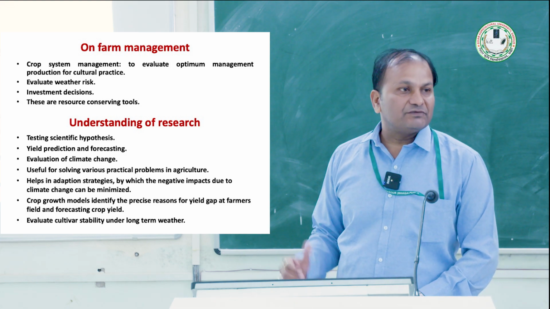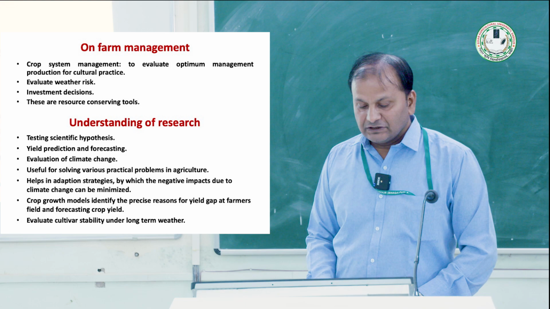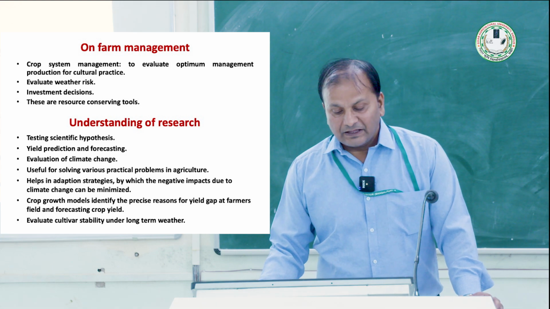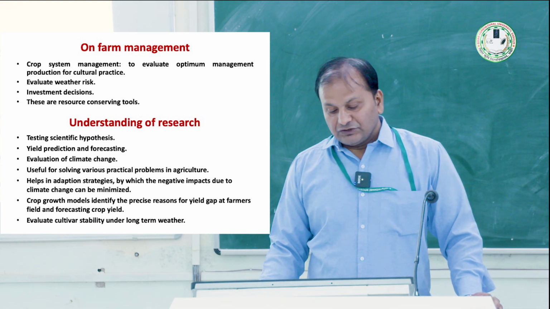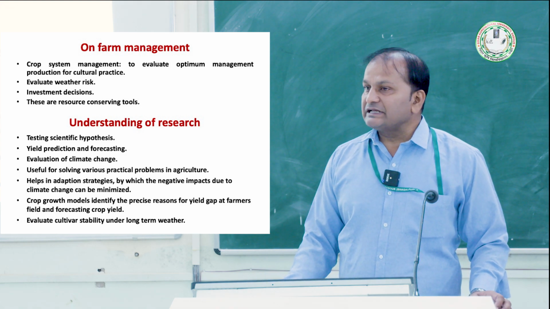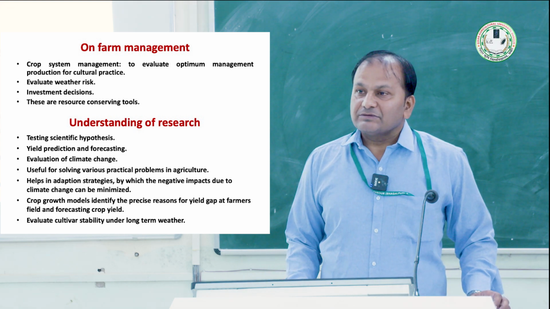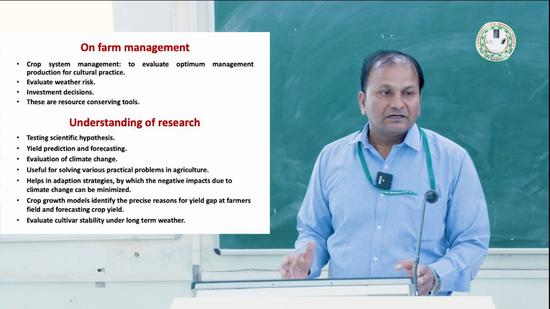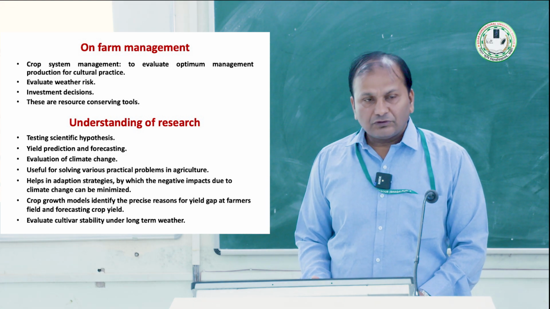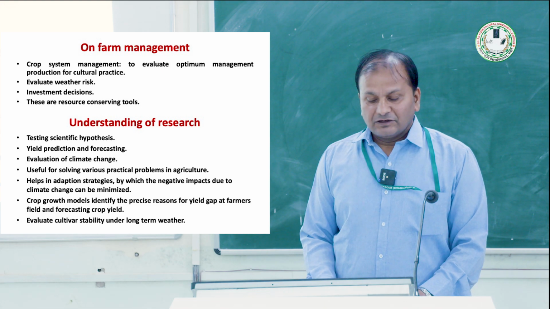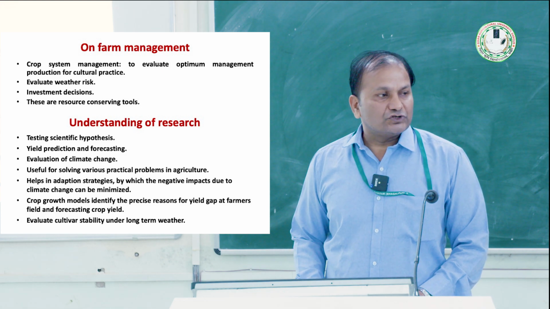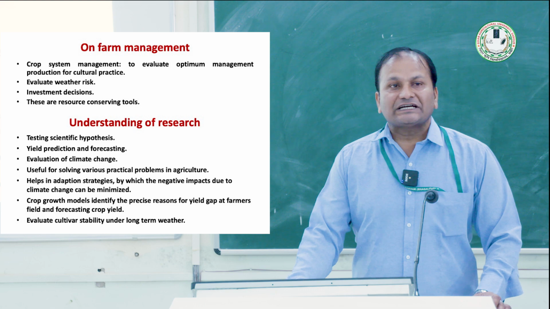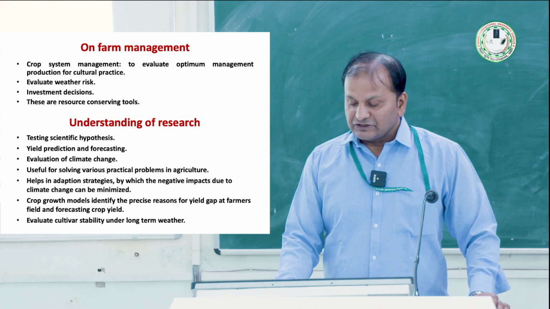Then understanding of research, means for research purposes also the model is used. For research, testing scientific hypotheses. Okay. Then yield prediction and forecasting. Then evaluation of climate change, useful for solving various practical problems in agriculture. Practical problems means sometimes there may be problems in spacing of the plants. Sometimes there may be population. So different types of problems are there practically. So this model is providing some solution about that. Then helps in adaptation strategies for climate change or any type of change.